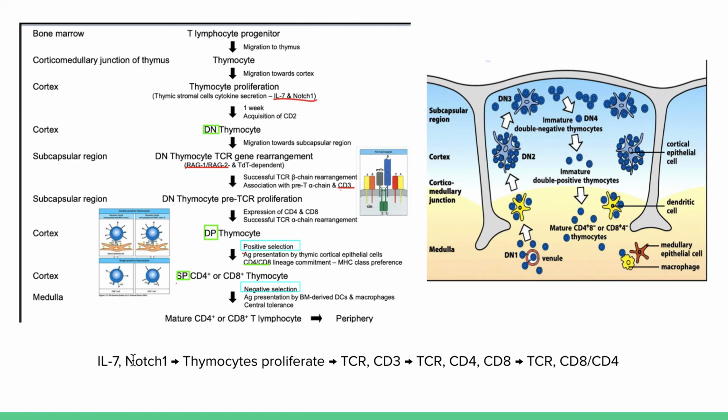So these are some important things you should remember. IL-7 and Notch1 start the process and get the thymocytes to proliferate. For TCR gene rearrangement, you need RAG1, RAG2, but you also need CD3. Then you get a TCR that is positive for both CD4 and CD8, so double positive. Then you select for only one, either CD8 or CD4, which we call positive selection. Then negative selection keeps only those that are effective and won't hurt the host.